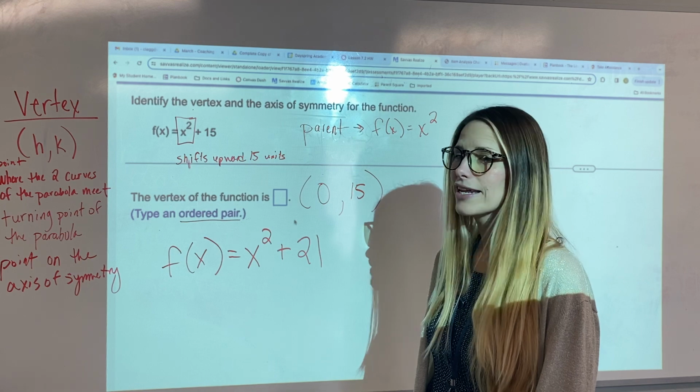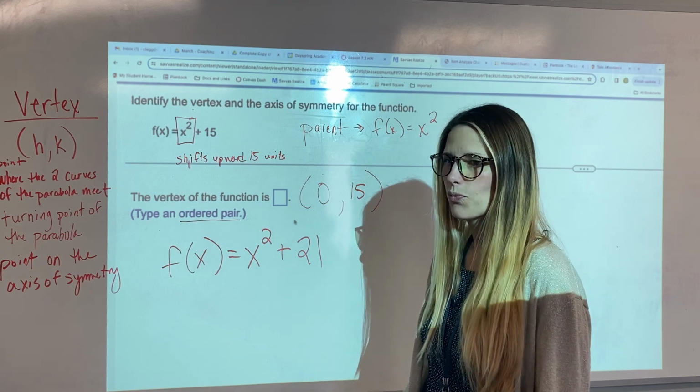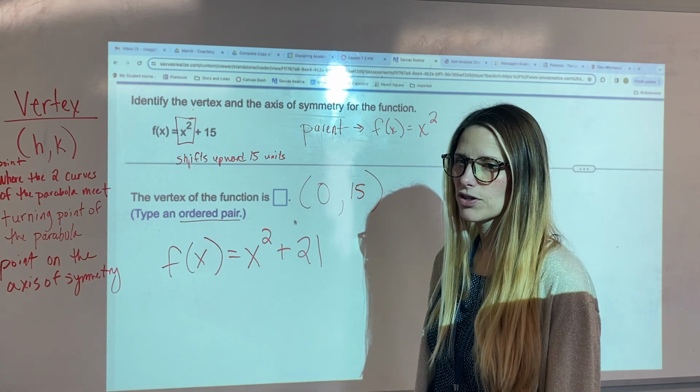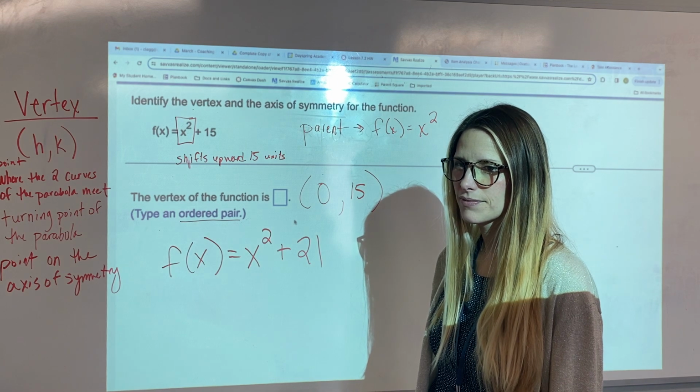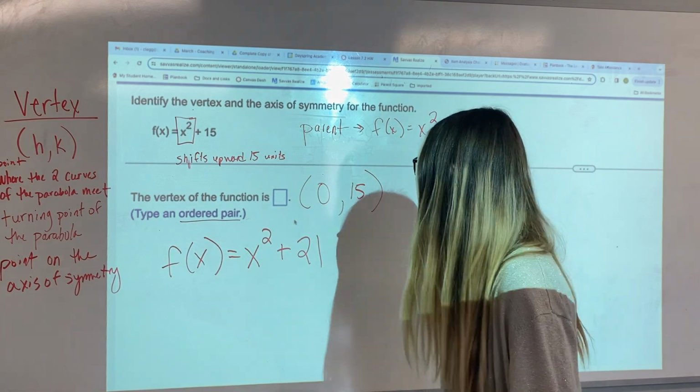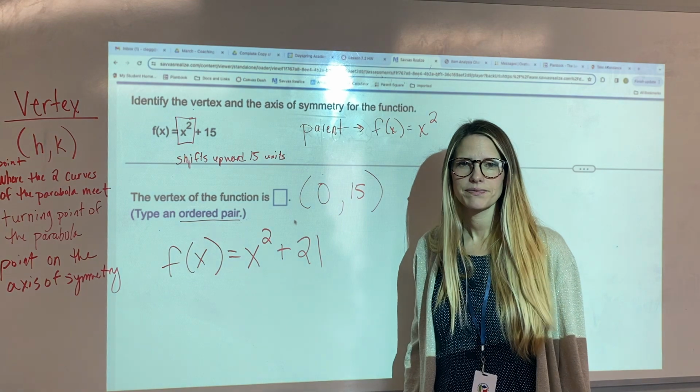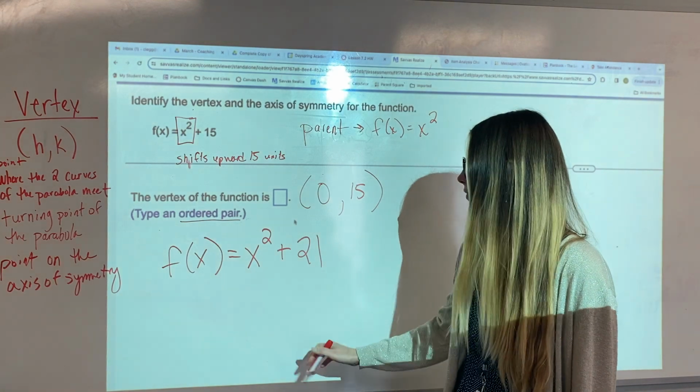Okay, so does that answer your question about what the coordinates are for your vertex? 0, 21. Anybody else need help with theirs?